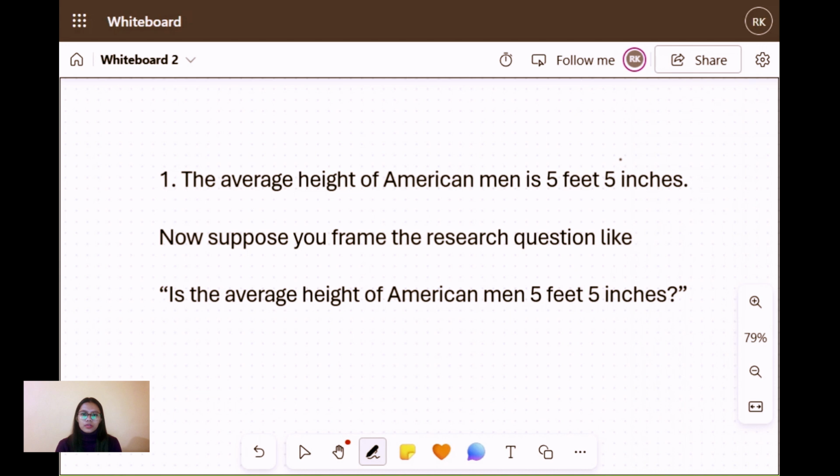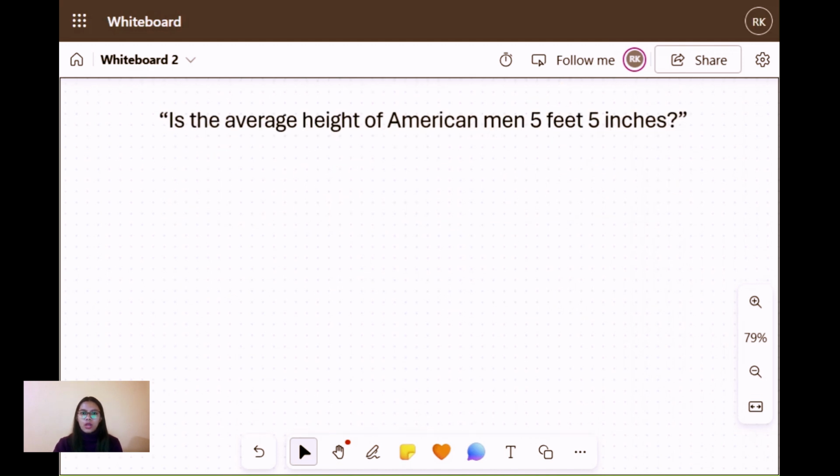So, our first scenario was that the average height of American men is 5 feet 5 inches. This is basically our belief that American men have the same height as Indian men, and you are supposed to frame your research question like this: is the average height of American men 5 feet 5 inches? Then we will answer this question using the p-value method.